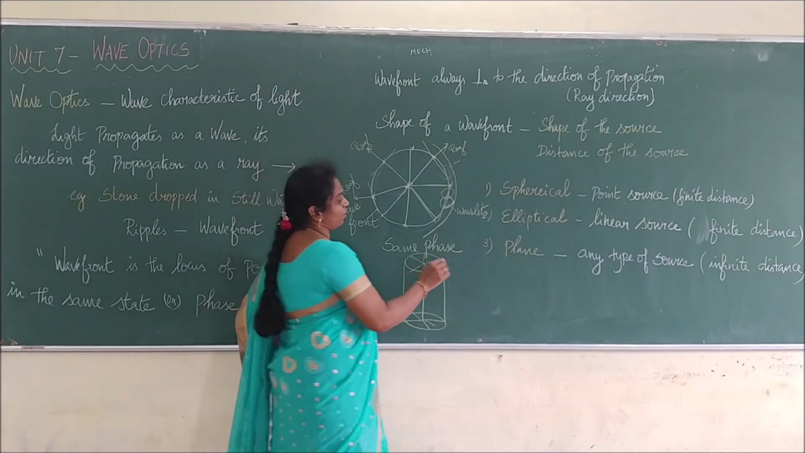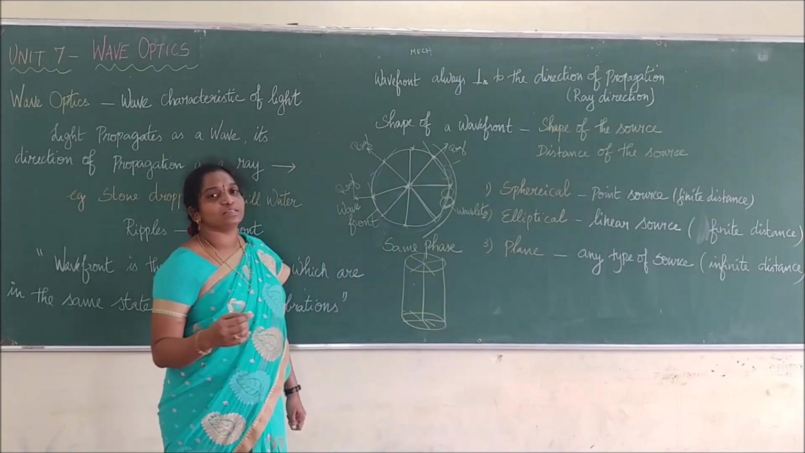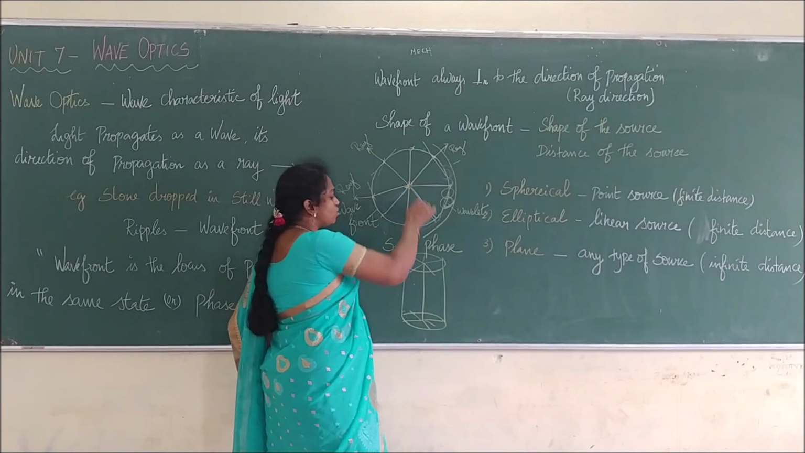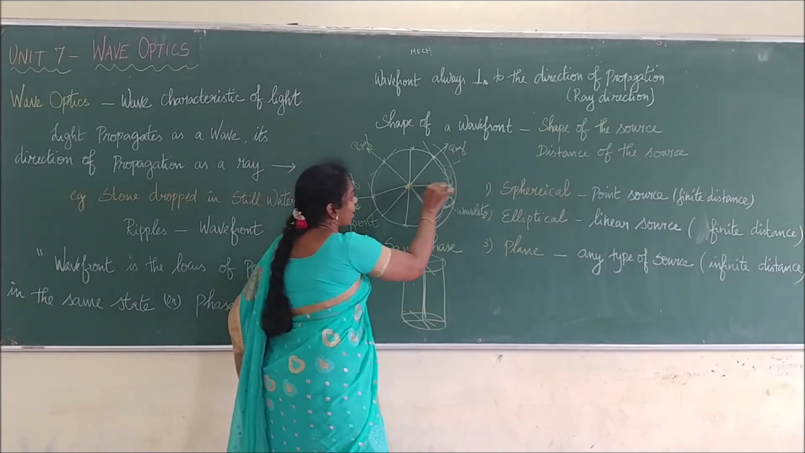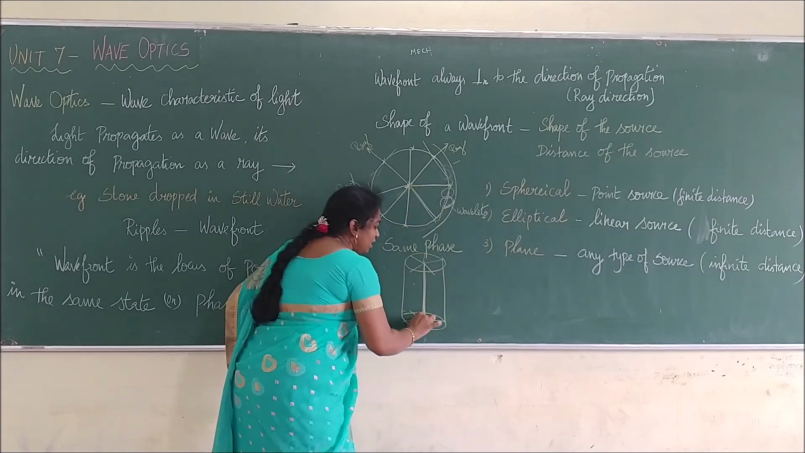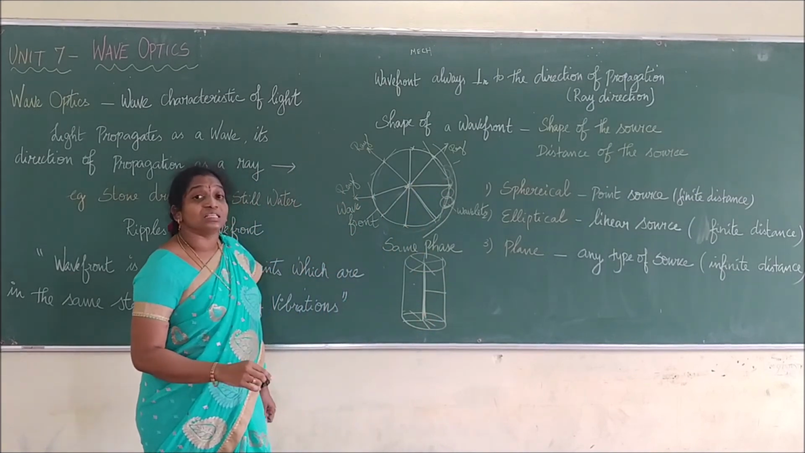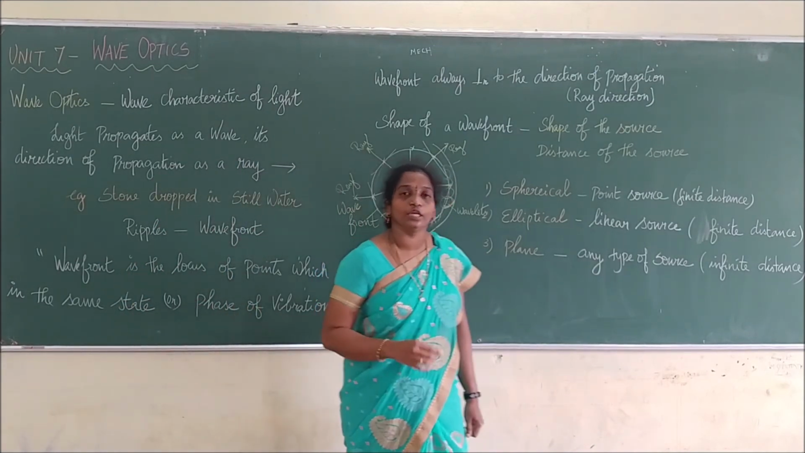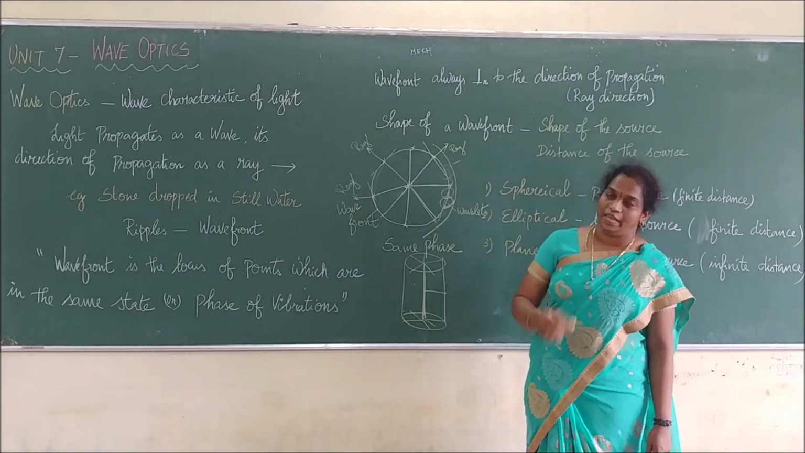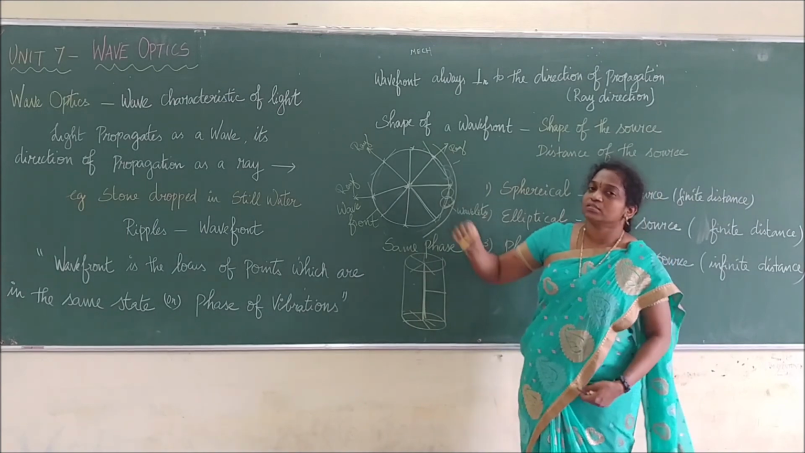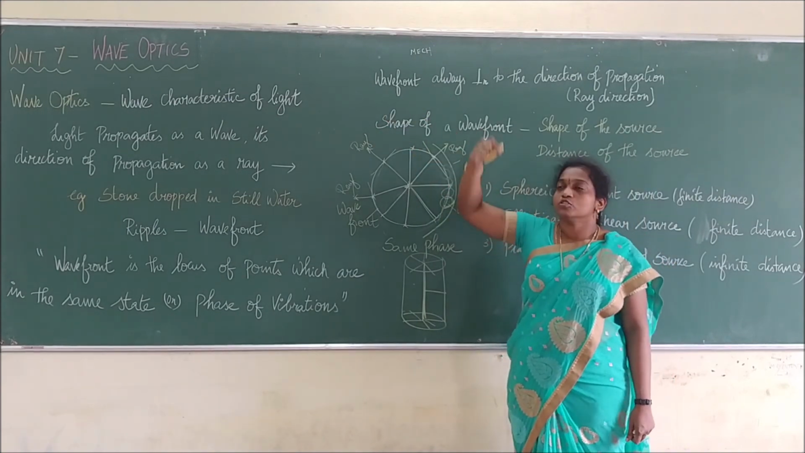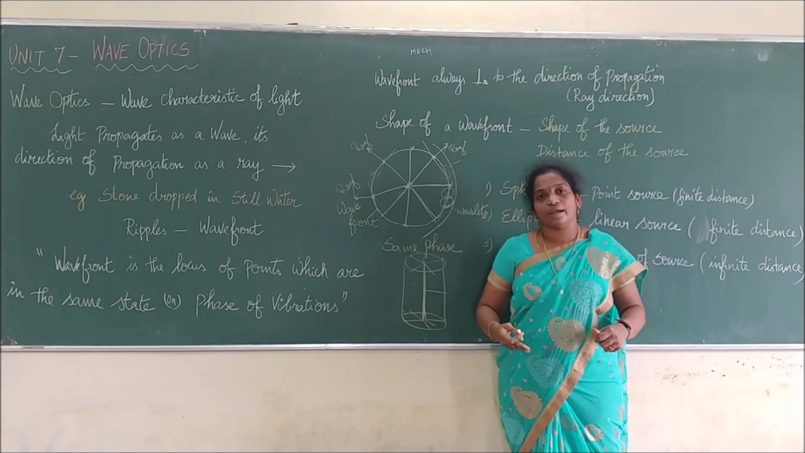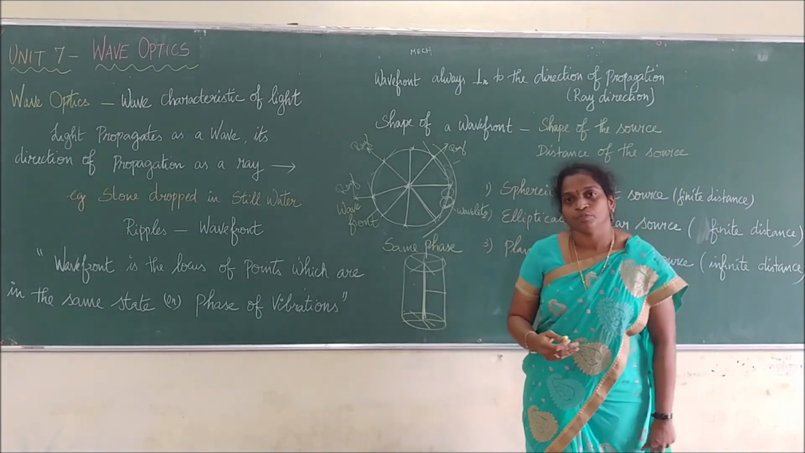The next is called a plane wavefront. What is a plane wavefront? A plane wavefront is one that is given by a point source or a linear source at infinite distance. If the point source is at a finite distance, it gives rise to a spherical wavefront, and a linear source at a finite distance gives rise to a cylindrical wavefront. Both sources at infinite distance give rise to a plane wavefront. If we take the sun as an example, the sun is at a very large distance from our Earth, so our Earth gets a plane wavefront. Is it clear to you?